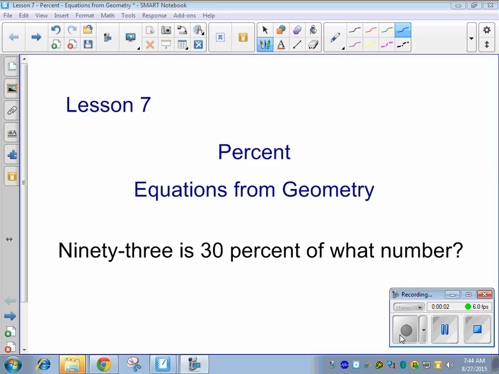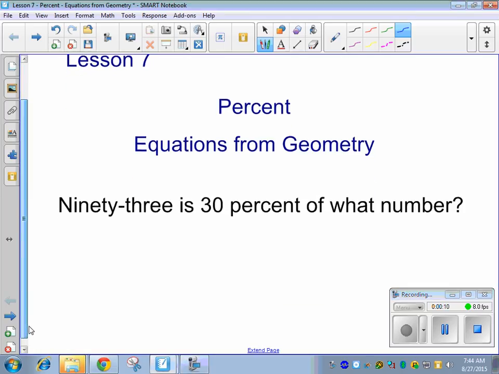and equations from geometry. So these percent problems you guys have been doing since like pre-algebra, all right? So this is definitely a review. So 93 is 30% of what number? So it goes exactly in the order that it's written, all right? So is and of are really important to know what those mean, and then you just write it exactly in order. So it's in English, we're going to write it as a math sentence.